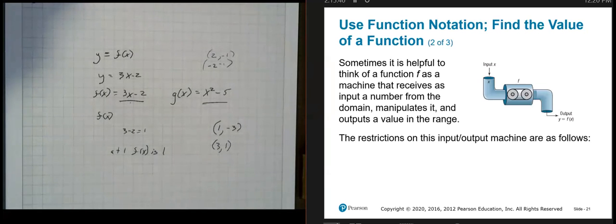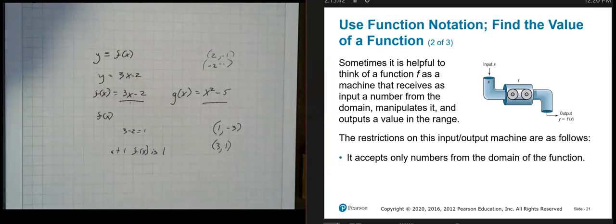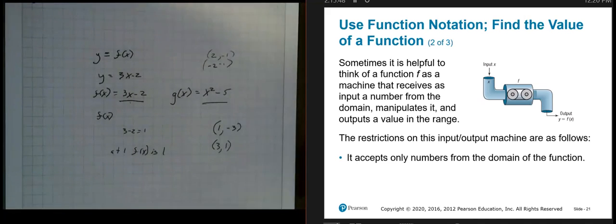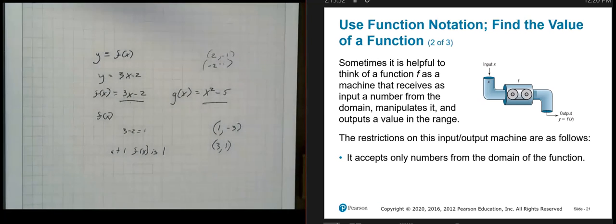Restrictions on this input-output device. It accepts only numbers from the domain. So I can only put numbers in that function that are in the domain. If it's not in the domain, the function isn't going to work. I either get something that isn't in the real numbers, because we primarily deal with the real numbers, or we get something that's undefined, like you end up dividing by 0.